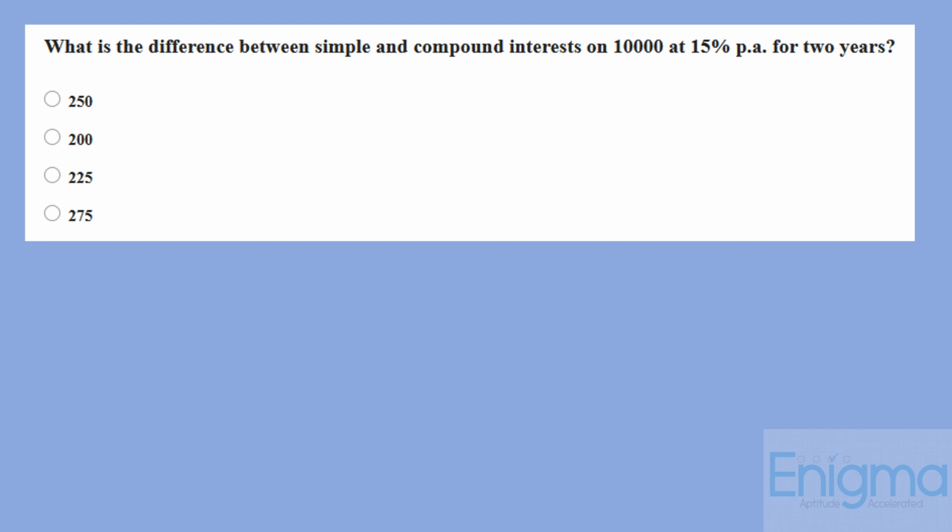What is the difference between simple and compound interest on 10,000 at 15% per annum for 2 years? There is a direct formula for these kinds of questions where the difference is asked between simple and compound interest for 2 years. The formula is: difference is equal to P R square upon 100 square. Okay, so let's substitute the values.